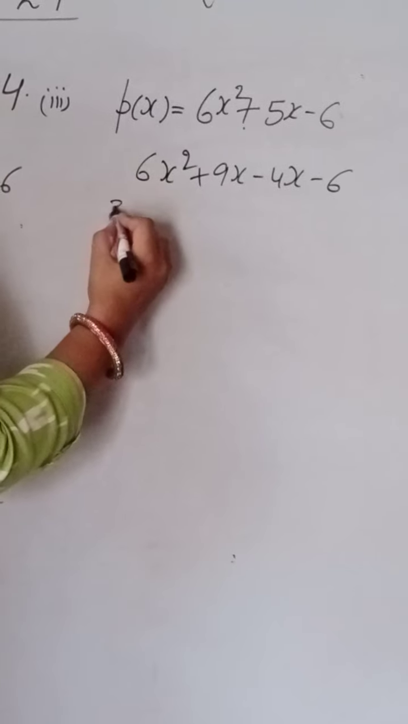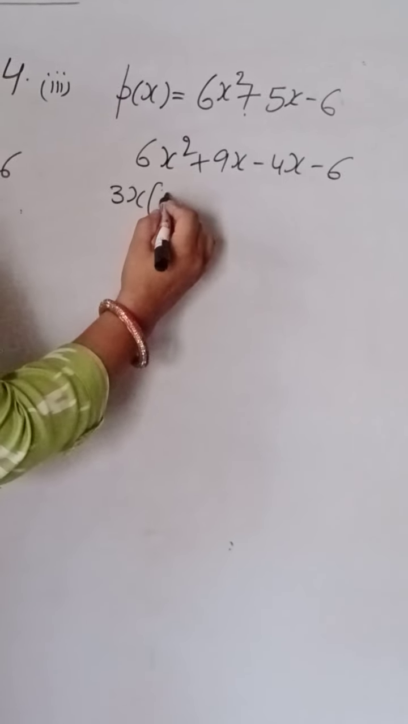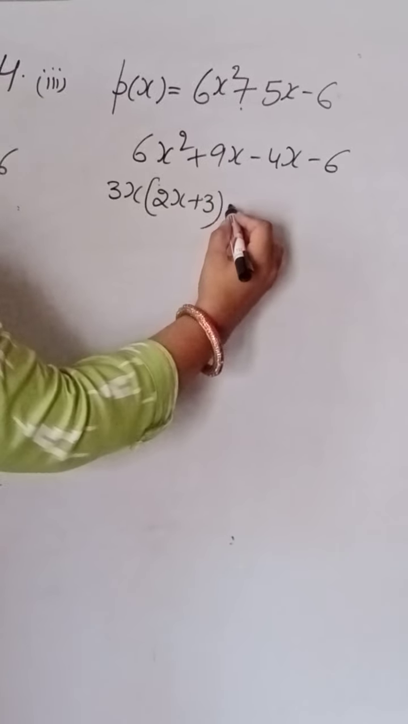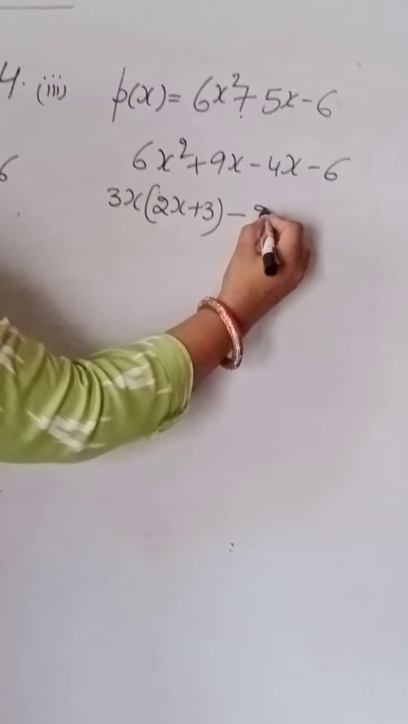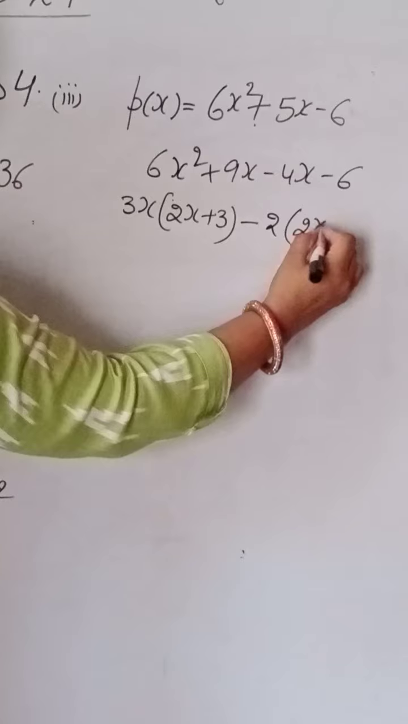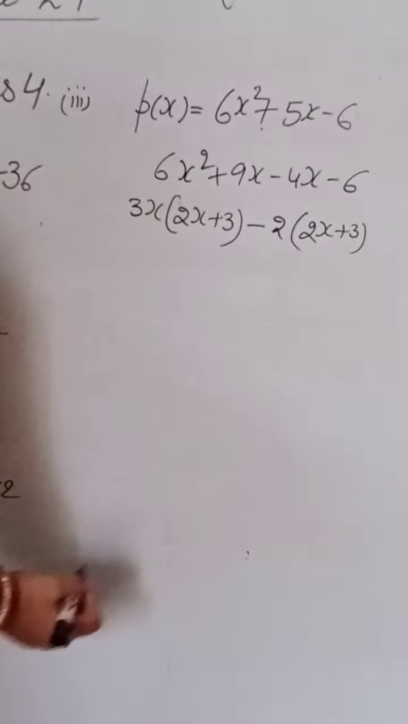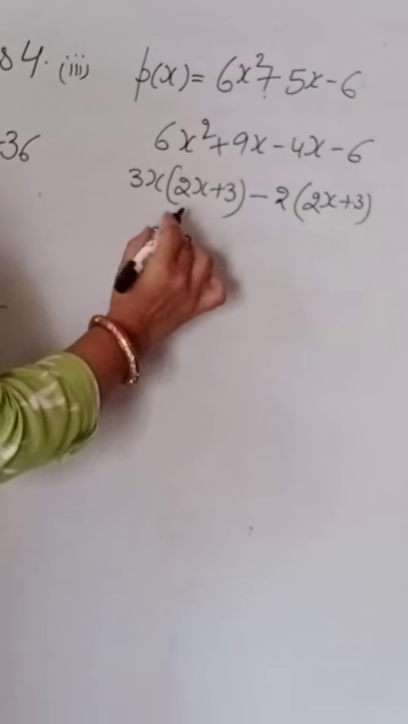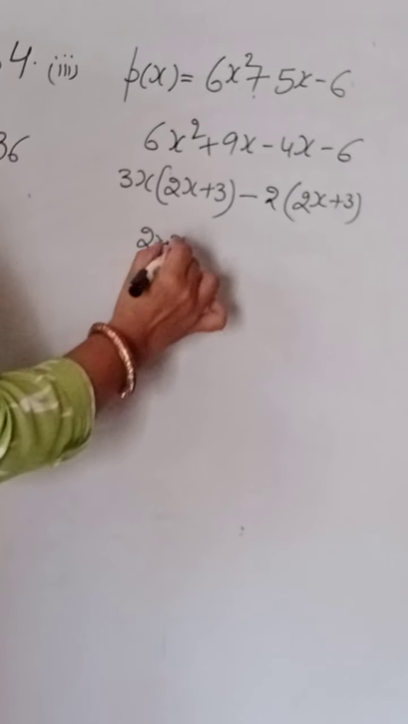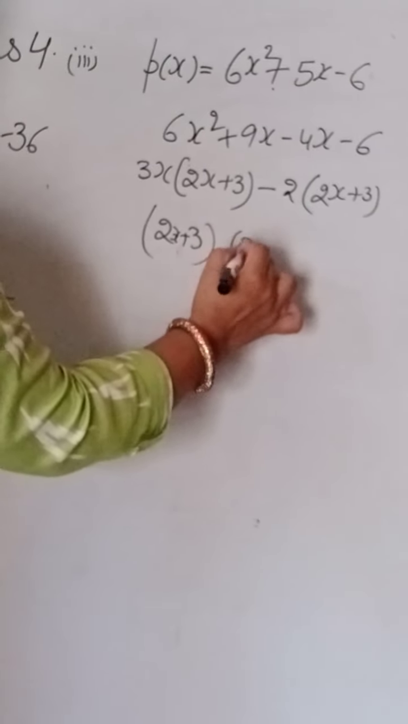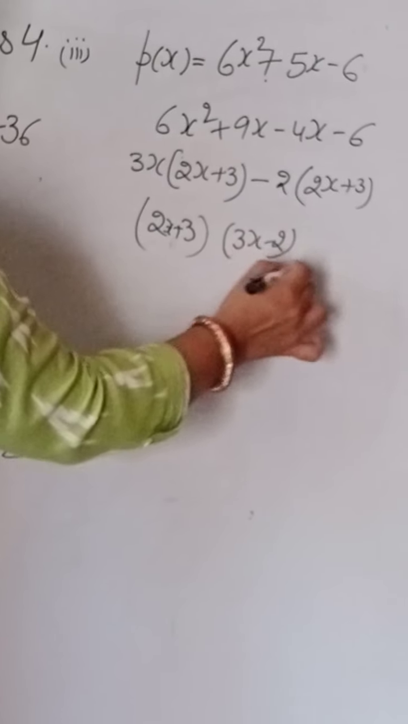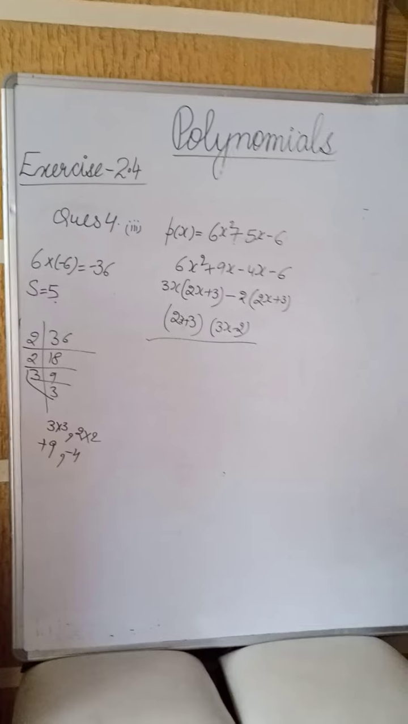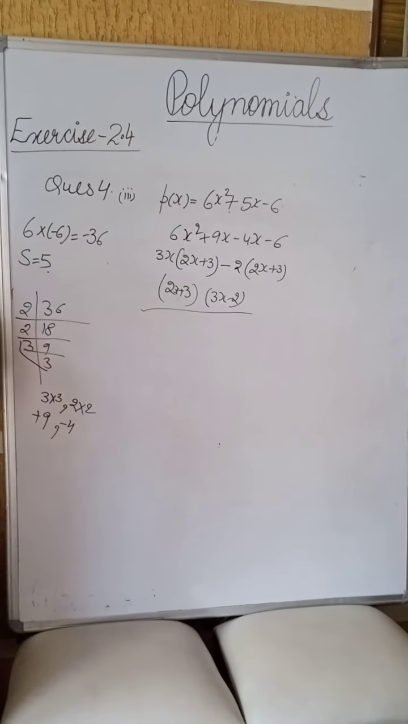Now take 3x common from here. What is left? 2x plus 3. Then again from here you can take minus 2. What is left? 2x plus 3. So this 2x plus 3 is one factor, and the second factor is 3x minus 2. So this is our final answer for the third part.